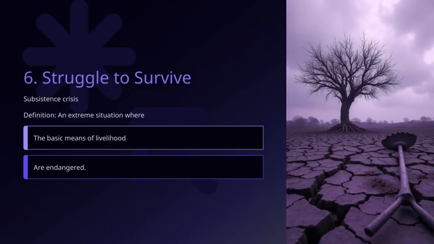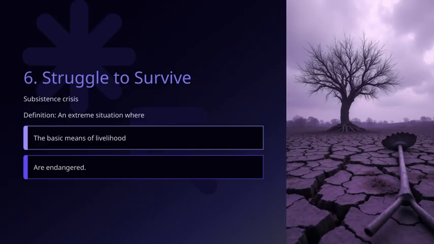This kind of crisis highlights how fragile some communities are when their essential resources are compromised. Understanding this helps us see the broader picture of human resilience and the importance of safeguarding those basic needs, especially in times of upheaval or conflict. It's a stark reminder of how critical it is to address these fundamental issues if we want to build more stable and sustainable societies.